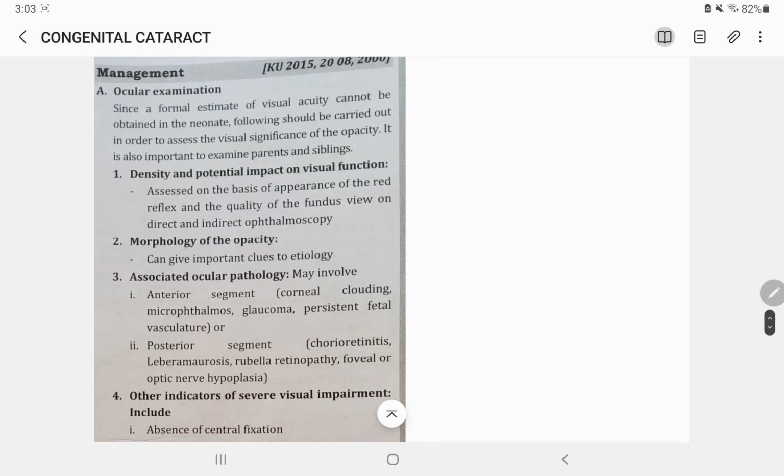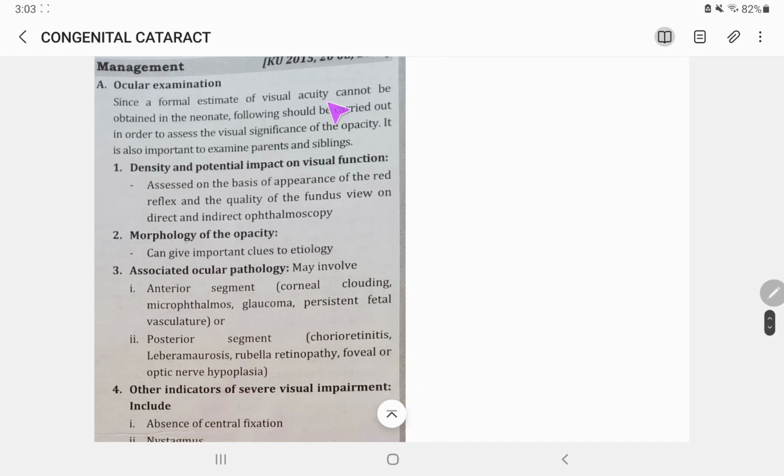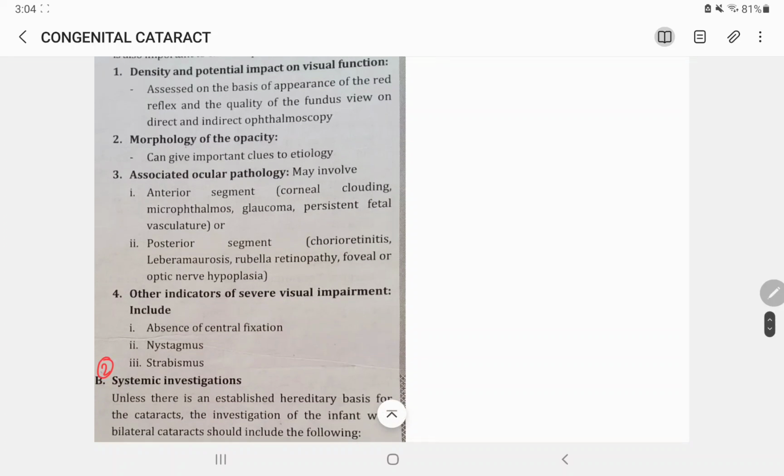So let's discuss ocular examination again. Since a formal estimate of the visual acuity cannot be obtained from neonates, in the neonate case you can't exactly say that the visual acuity of this child is XYZ. No, you can't. So the following should be carried out in order to assess the visual significance of the opacity. It is also important to examine the parent and the sibling. Density and potential impact on the vision are assessed on the basis of the appearance of the red reflex and the quality of the fundus view on direct and indirect ophthalmoscopy.